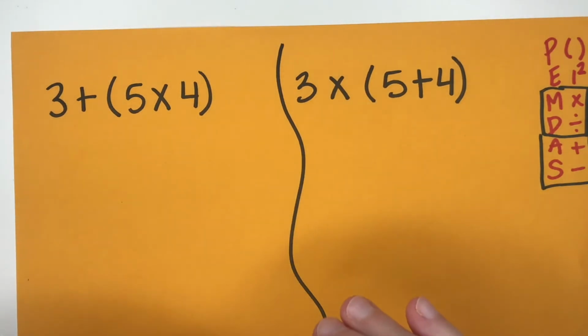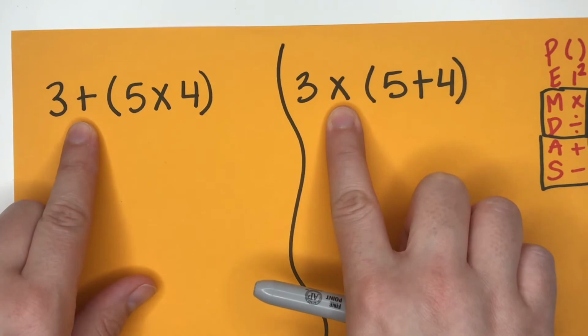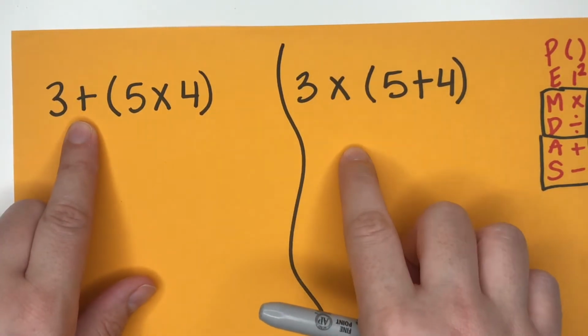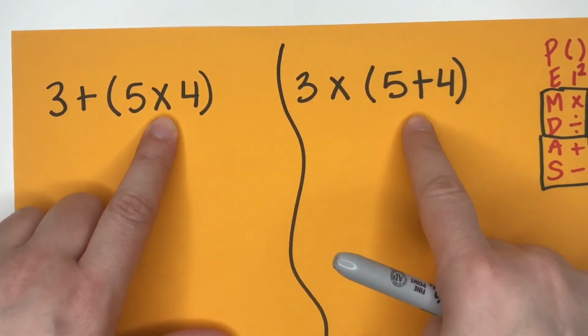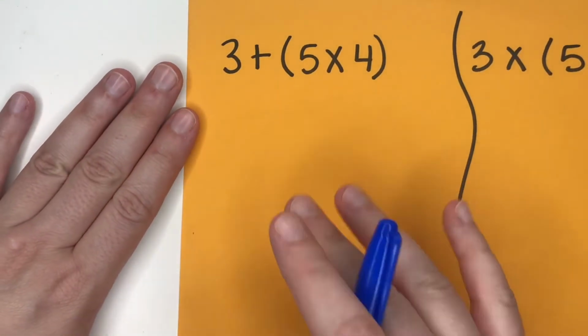But what is different? Well, if you said that the outside operation is different, this one has multiplication and this one has addition, you would be correct. And if you said that the inside operations were switched, you would also be correct. This one is multiplication and this one is addition. So let's go ahead and slide over to this problem and let's work on it first.